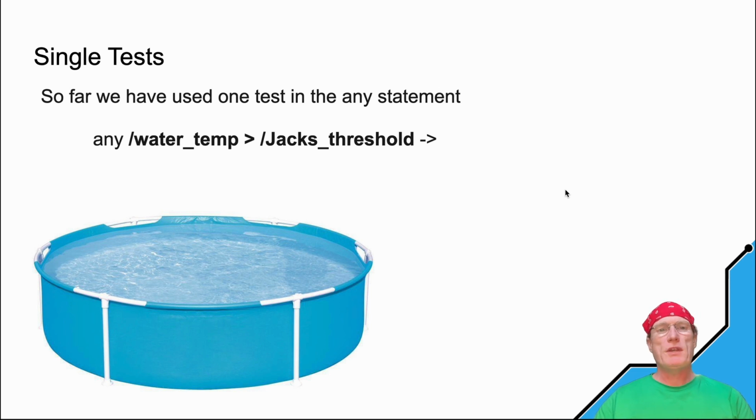In the previous video, we looked at situations in which we were making a decision. In this particular case, we were deciding whether we were going to go for a swim or not. And we used an any statement with a test in it. And we only had one test. And in this case, it was a test of whether we wanted to go for a swim or not. So what we're going to do in this video is look at situations in which you have two or more tests inside the same any statement.